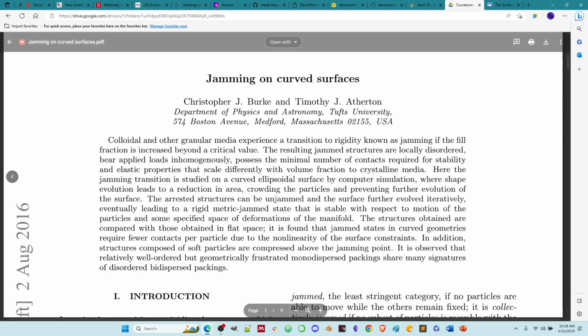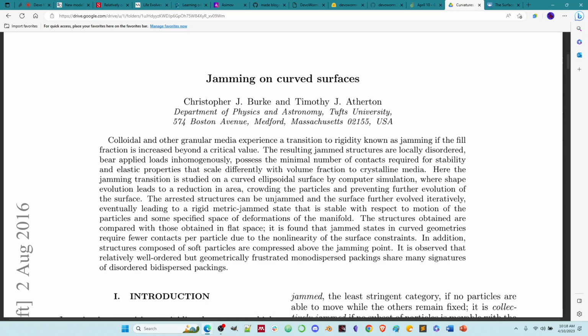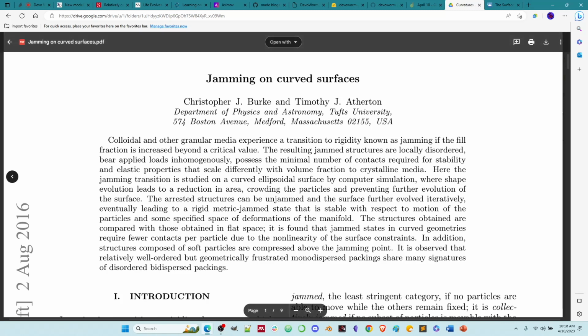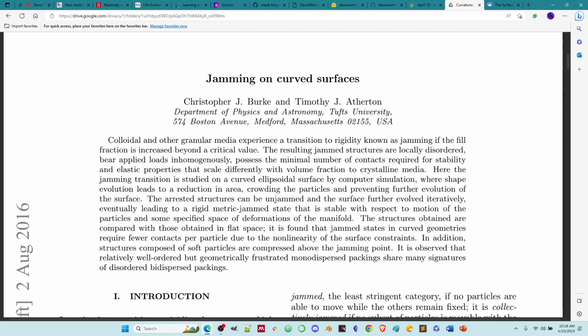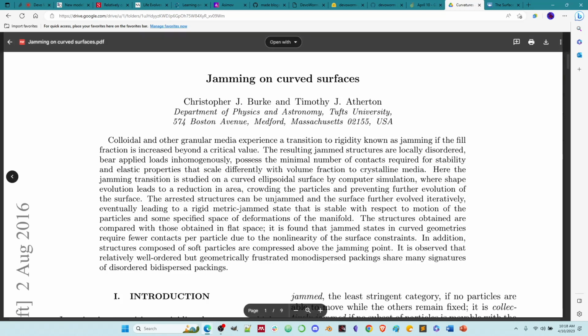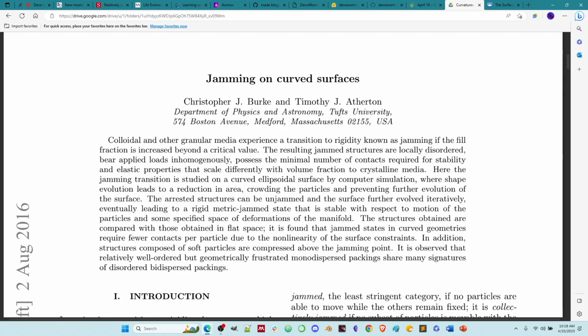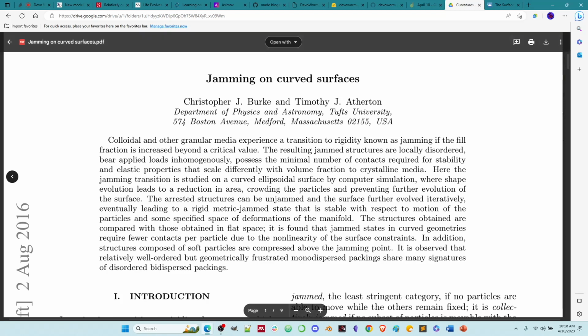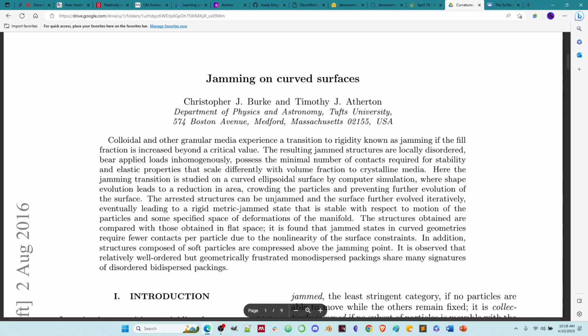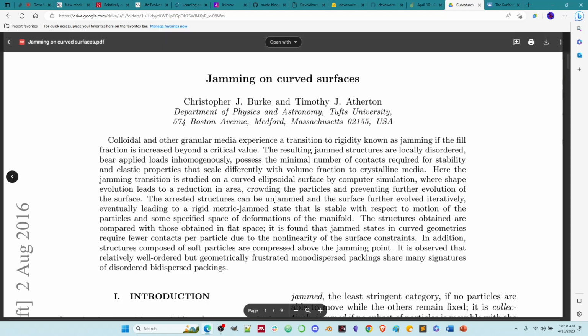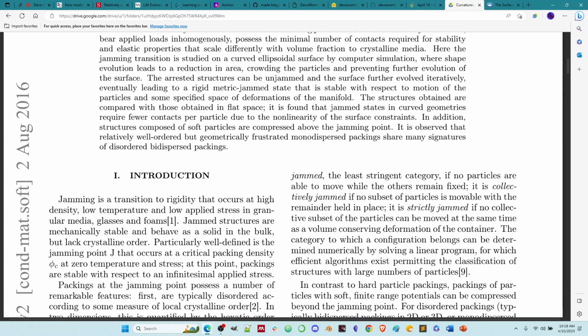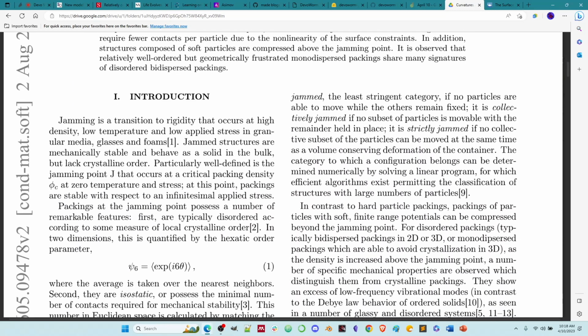The structures obtained are compared with those obtained in flat space. It is found the jam states in curved geometries require fewer contacts per particle due to the nonlinearity of the surface constraints. In addition, structures composed of soft particles are compressed above the jamming point. It is observed that relatively well-ordered but geometrically frustrated monodispersed packings share many signatures of disordered bidispersed packings. So that's, I'm not sure I understand that very well.